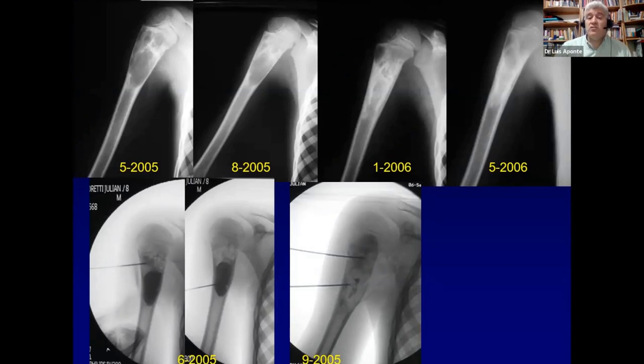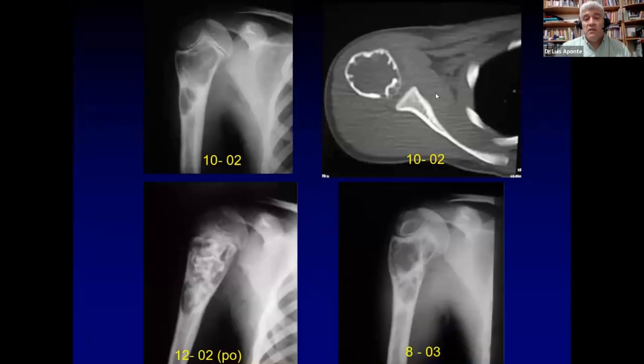Even with some fractures, when it heals, the unicameral bone cyst heals, and you can see here how it could take one year, but you have to be patient. You have to be patient, and the parents must be more patient. But sometimes they want to have fast surgery, and believe me, this is a case that had a curettage, and you can see here, like 8 months later, the cyst was back. Again, you can see it's the same after the curettage.